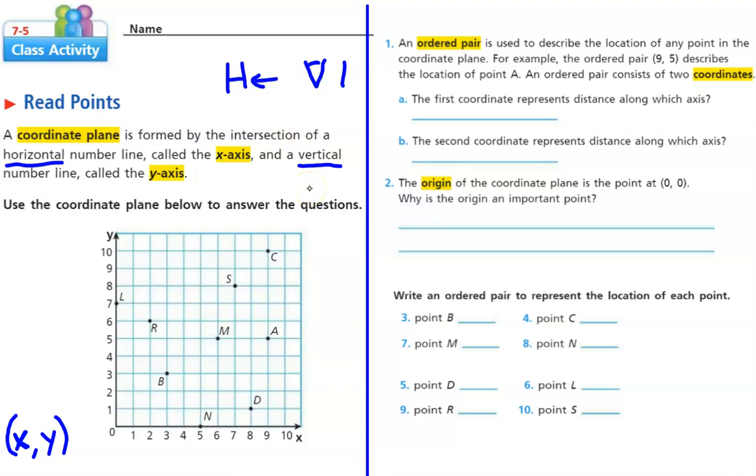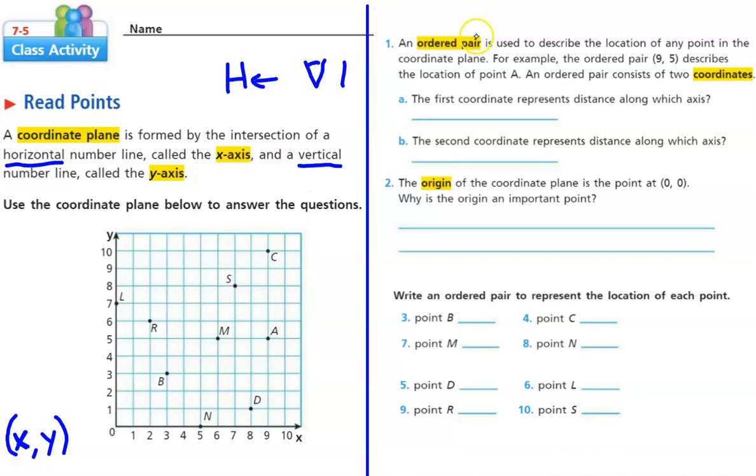You could also think about it like this. In sports, sometimes they say your vertical is how tall you jump, or how high you can jump to reach the basketball rim or something like that. That's called a vertical, which would be going up and down, which is your y-axis. Okay, that's a little background for you.